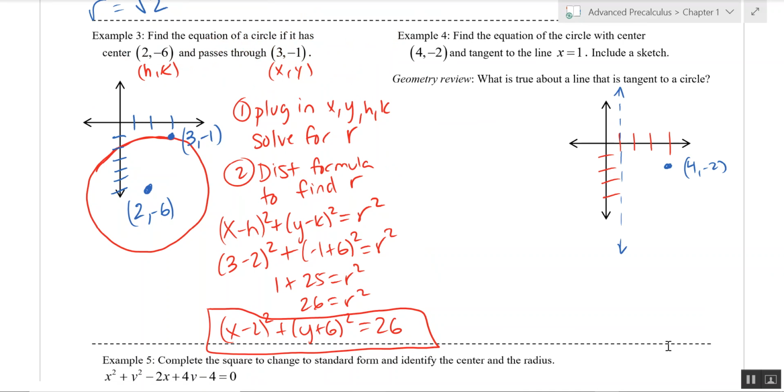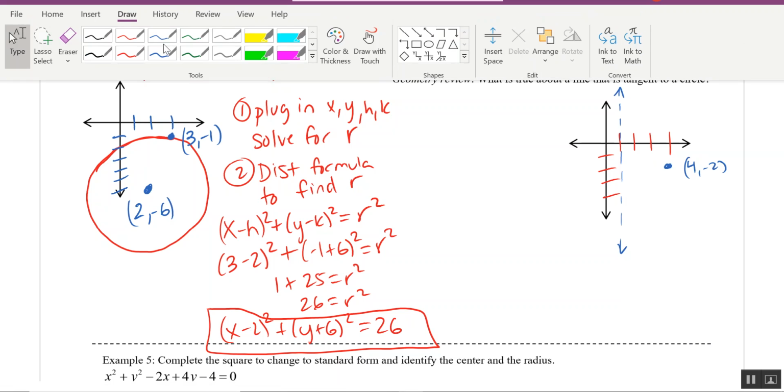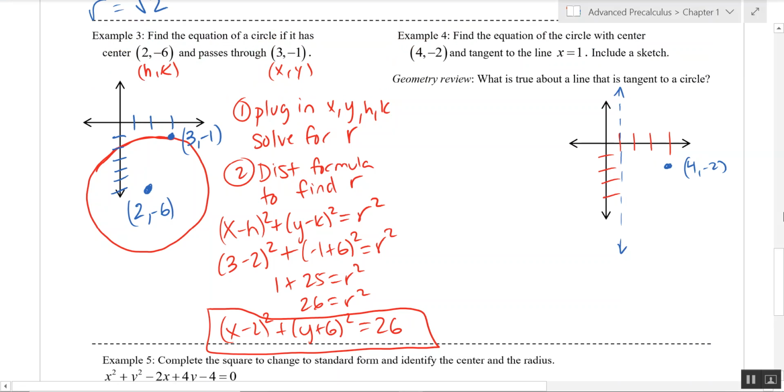All right, this next question is a really good test question. I think it's wound up on the test the last couple years. It says, find the equation of the circle with center (4, -2) and tangent to the line x equals 1, include a sketch. And I think the sketch is probably the most important part of this. If you don't draw a sketch, it becomes pretty difficult. I've got the point plotted, which is the center, and then the tangent line there. And just to be clear, what we're saying is that at x equals 1, that circle is tangent to that line.